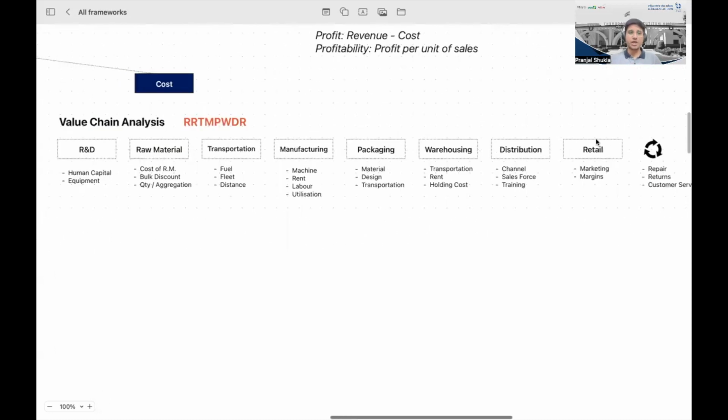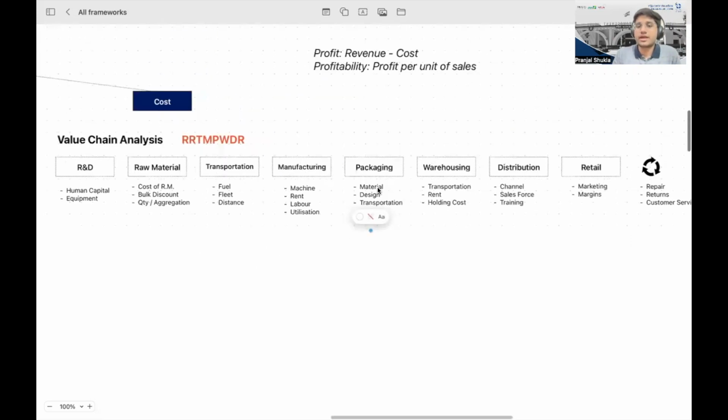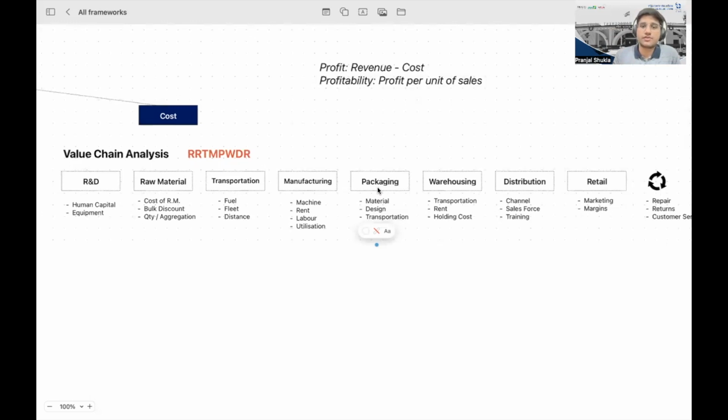Once value chain is done, the value chain is very crucial for cases where we have a product. So if we are making a phone, if we are making a table, if we are making a chair, then for product-based companies, this value chain analysis is very useful.